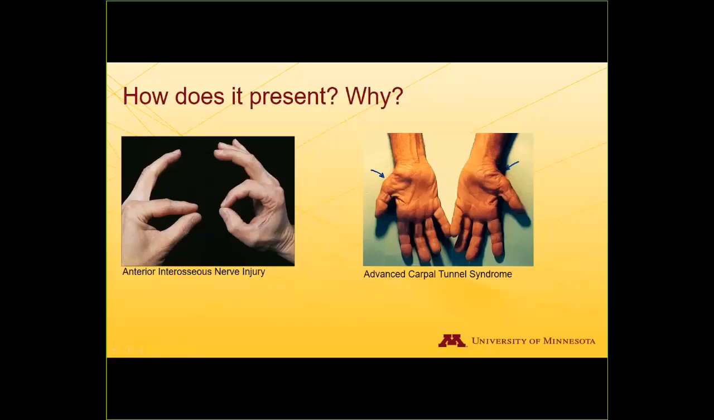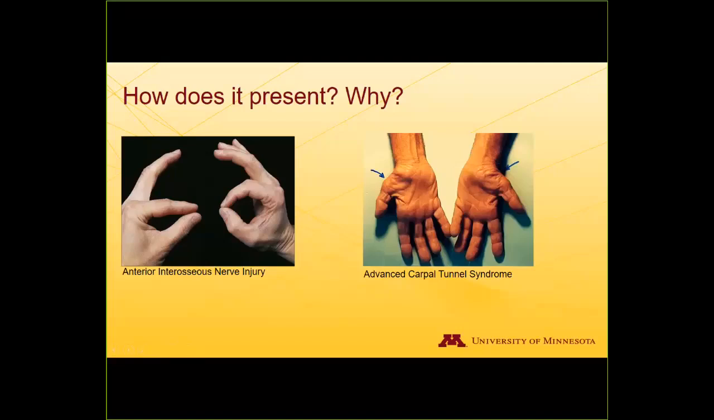Muscle atrophy. What muscles appear to be atrophied? Where do you see muscle wasting? What part of the hand? Like the thenar muscles. Mm-hmm.